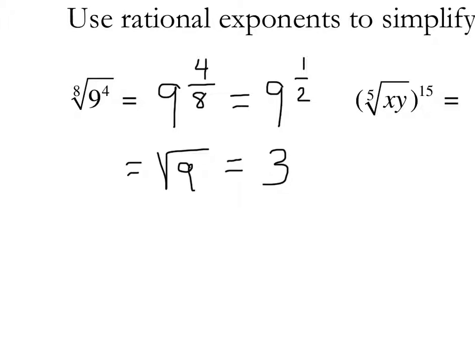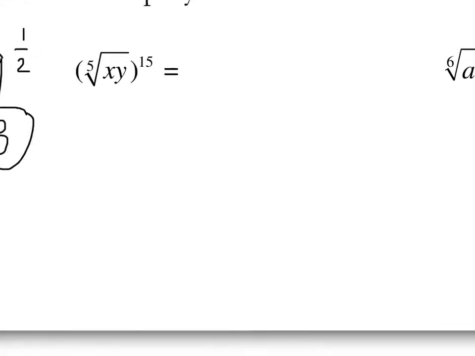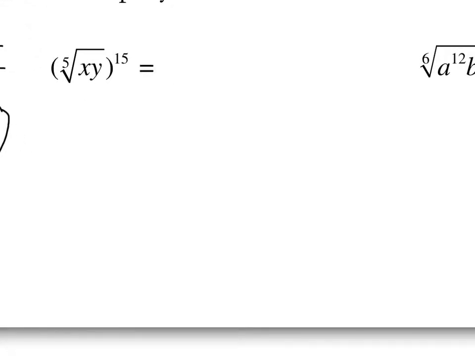3. Take a moment to enjoy how lovely it is to get an answer of 3. The 8th root of 9 to the 4th power is 3. Well, I sure would rather deal with 3 than the 8th root of 9 to the 4th power. That's why we spend so much time talking about rules and simplifying, because you can get some really nice answers where once you had a mess.